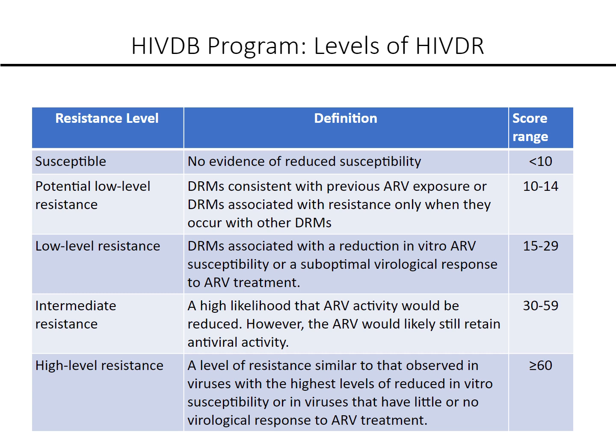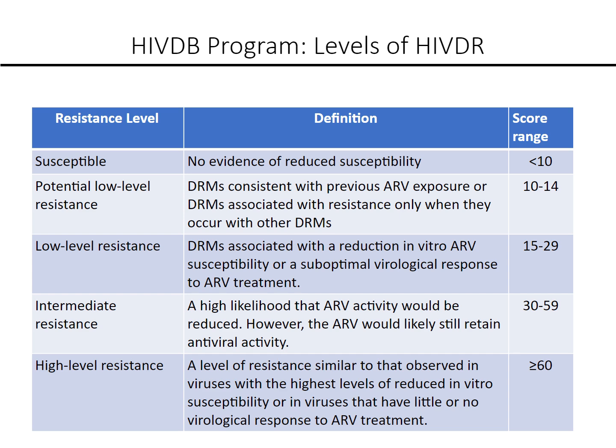The table also indicates what is meant by the different levels of resistance. Susceptible is assigned when a virus displays no evidence of reduced susceptibility compared with a wild-type virus. Potential low-level resistance is assigned when a virus has drug resistance mutations consistent with previous antiretroviral exposure or contains drug resistance mutations associated with resistance only when they occur with other drug resistance mutations.